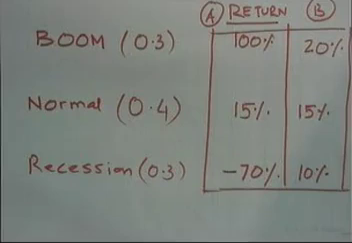If there is a boom time and you are opting for stocks, that is option A, you can expect to get 100% return. In normal times, it is going to fetch you 15% return. And in case it is a slowdown or recession, you are going to get minus 70%. Whereas in option 2, although the returns are less, 20% during boom time, 15% during normal time, and 10% during recession time. Which option are you going to choose?